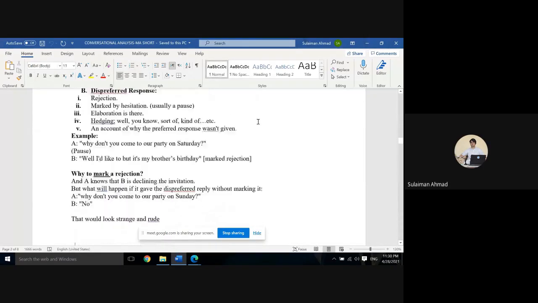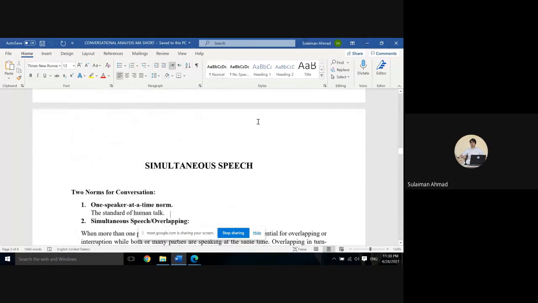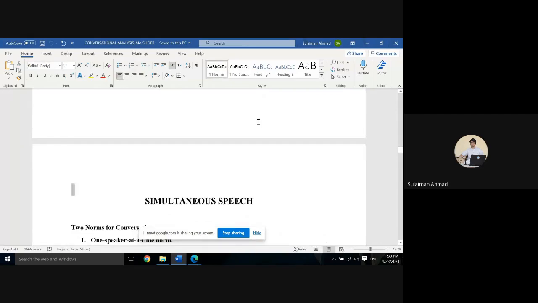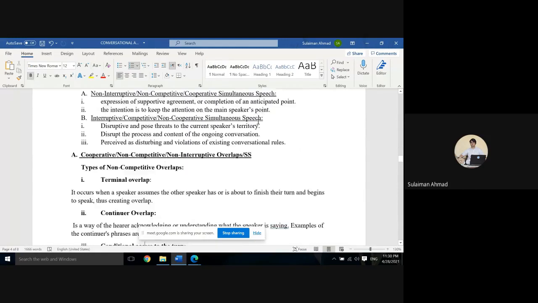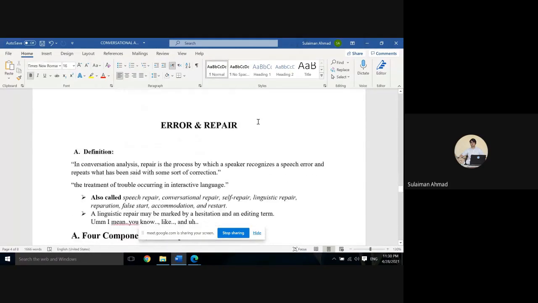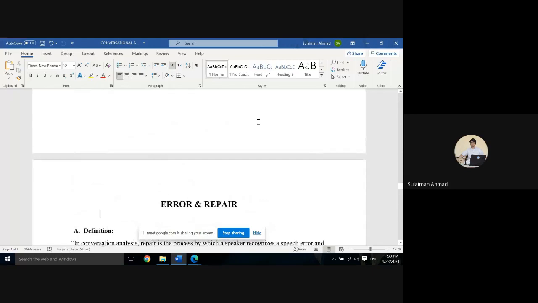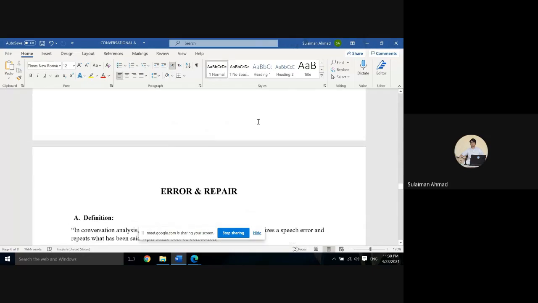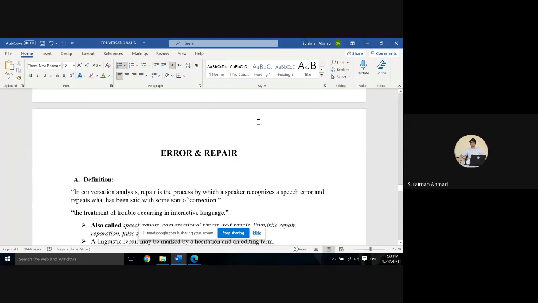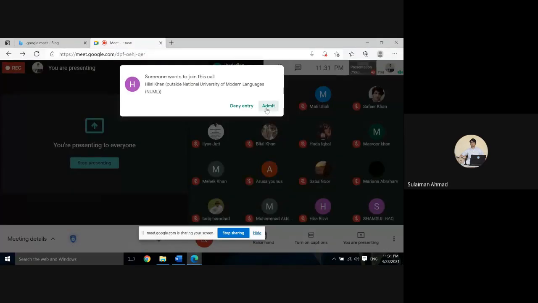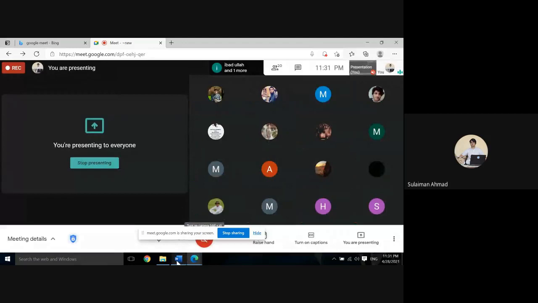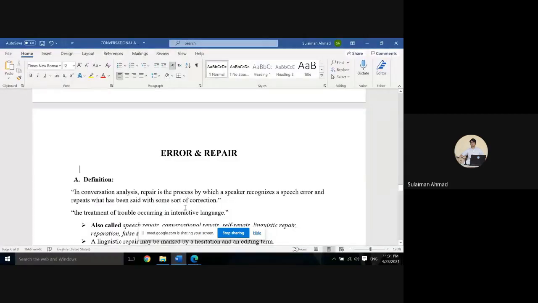Then we have got preferred and dispreferred response, and simultaneous speech, when two people start speech at the same time, also known as overlapping, right? We'll talk about simultaneous speech and error and repair, which is very much important. Sometimes we make conversational errors or speech errors. For example, a short while ago, if you remember, I said, Bilal, did you get me? And then I said, no, sorry, Fawad, I mean, did you get me? So that was actually a conversational error. Instead of Fawad, I said Bilal, right?